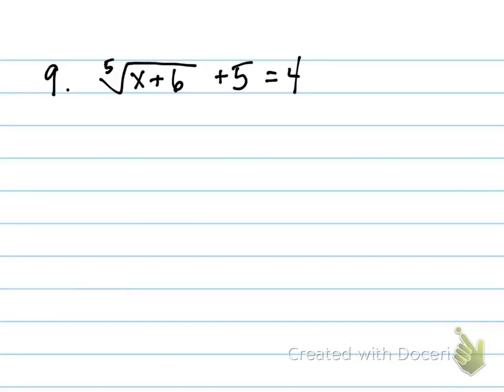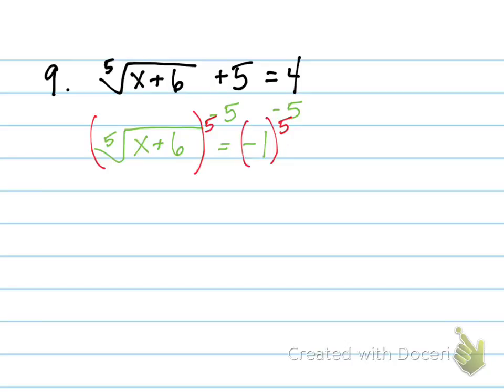Next one, kind of the same thing. So I'm going to subtract 5 on each side. So if I take the fifth root, the appropriate power would be raising it to the fifth power. Since it's an odd exponent, on all odd exponents it stays negative, on all even it becomes positive. Negative 1 to the fifth power, you could even type that in your calculator if you want to check. You end up getting negative 1. Subtract 6, x equals negative 7.